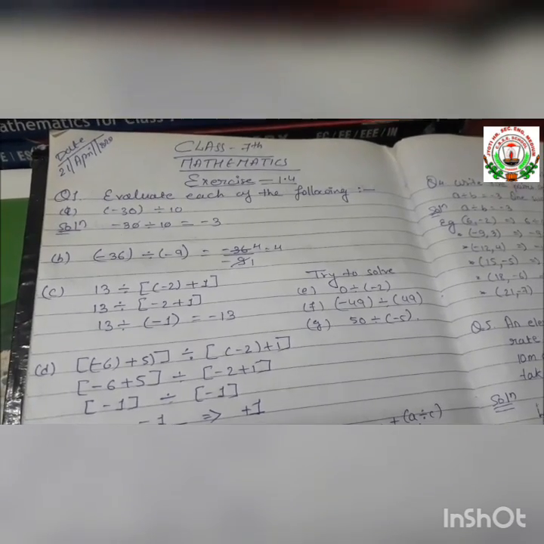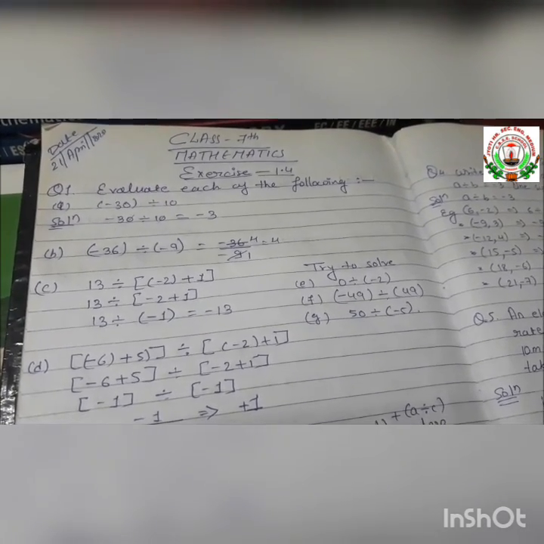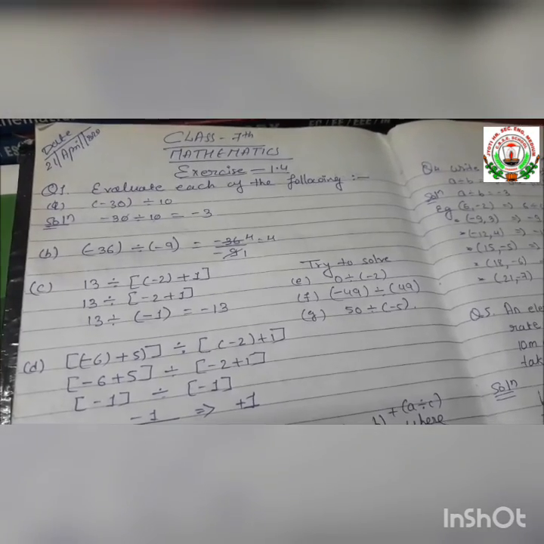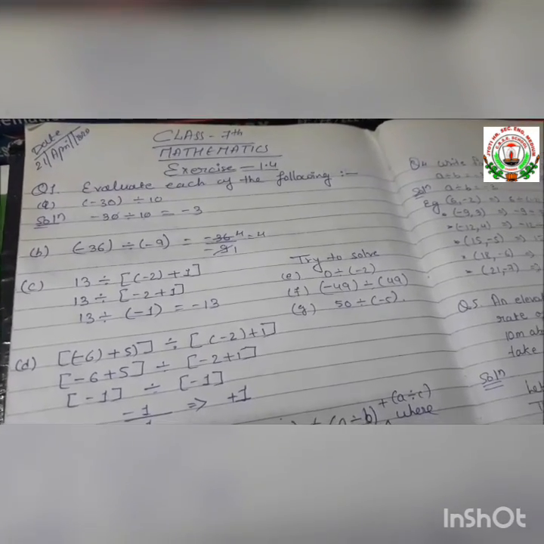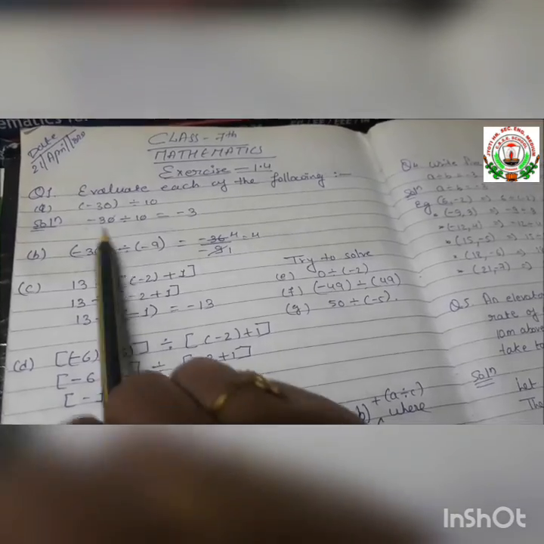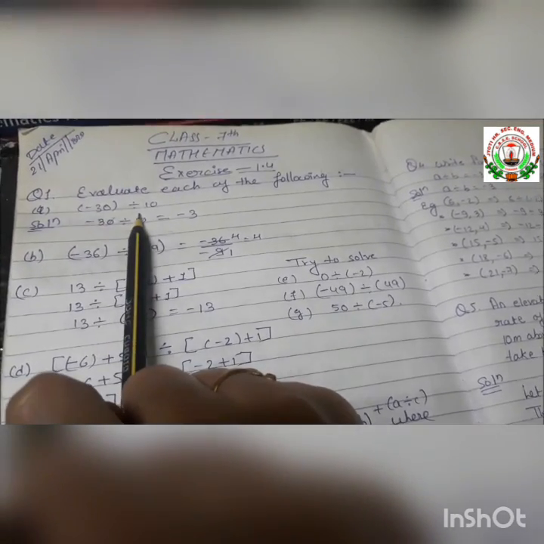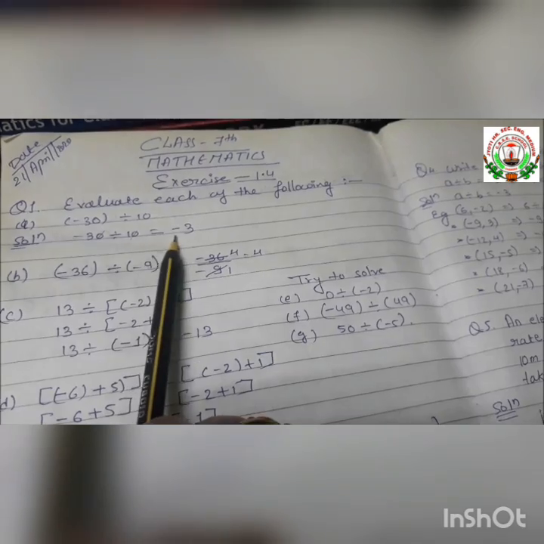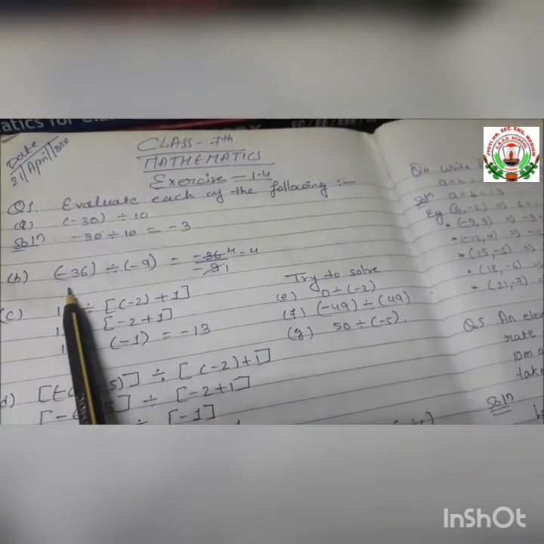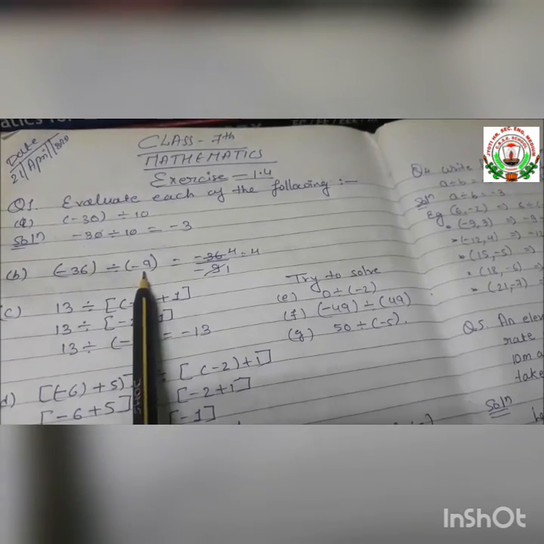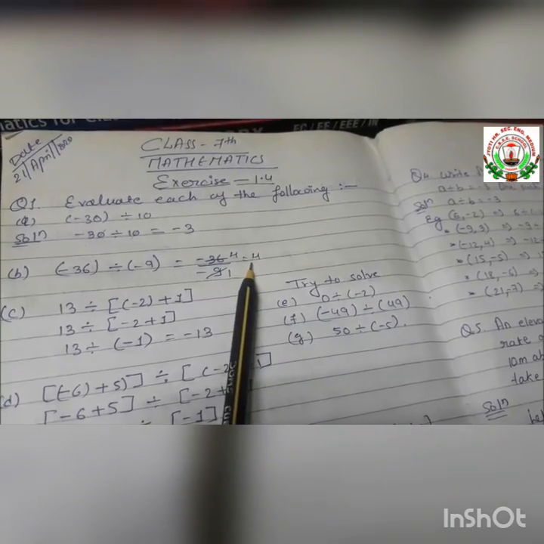Good morning to everyone. Today we are going to deal with the last exercise of chapter 1, that is 1.4. So here is the question. First, evaluate each of the following. A part, minus 30 divided by 10 will become minus 3. B part, minus 36 divided by minus 9, the answer will be plus 4.